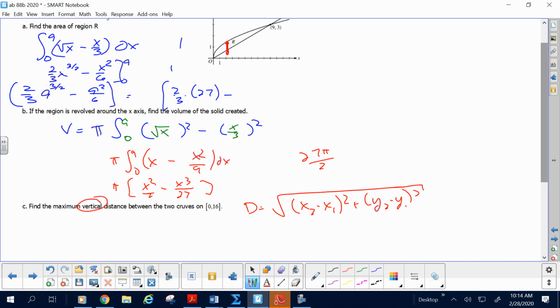If it's vertical distance, then I mean the distance vertically between the two. What do you know about the difference between the x's? You're moving vertical, so the x's don't matter. The difference between the x's is a big fat 0. And therefore, you're saying the square root of the y difference squared, or just the difference between the y's. Go figure. The vertical distance would be the difference between the y's. That's crazy. Who would have thought?